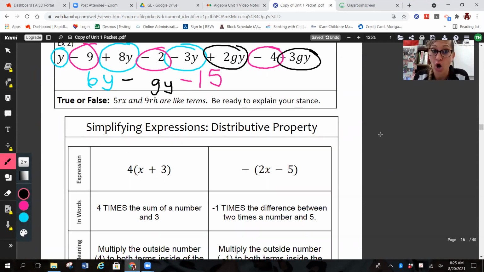True or false? 5rx and 9rh are like terms. What do y'all think? 5rx and 9rh are like terms. That is false. In order to be like terms, they have to be identical. So the r and the x have to be identical, and the r and the h is not identical. So these are not like terms. They're not similar either. They're not like.